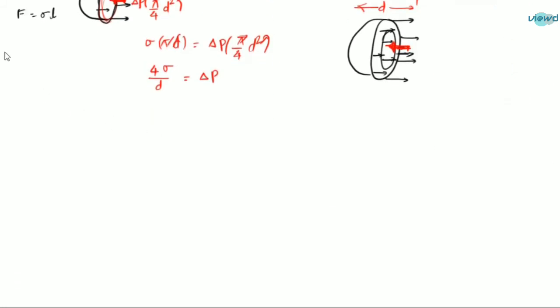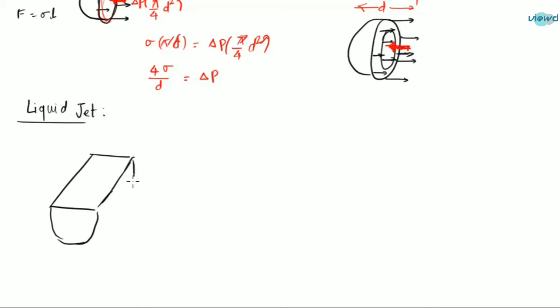And next let us see liquid jet. In liquid jet, if we cut the section in a horizontal plane, this liquid jet looks like this, and there will be surface tension forces that are resisting. The pressure difference will be in this direction, and there will be force due to pressure difference, which will be acting in this way.